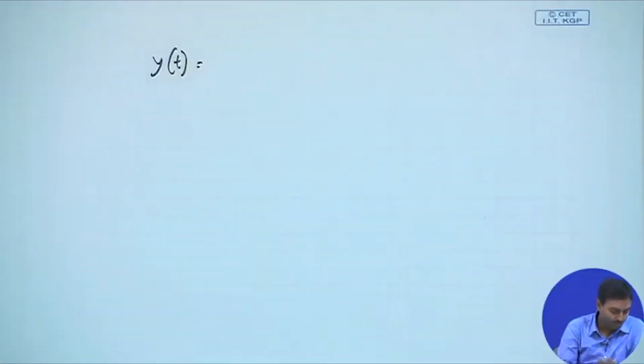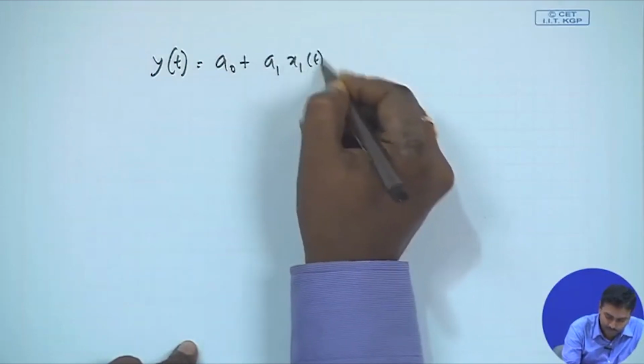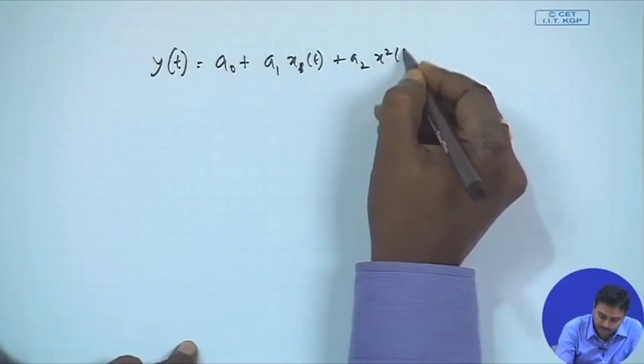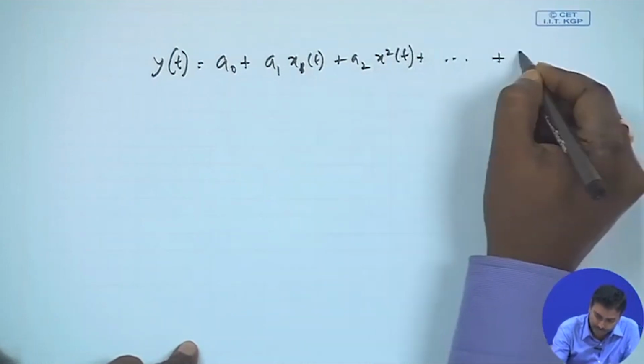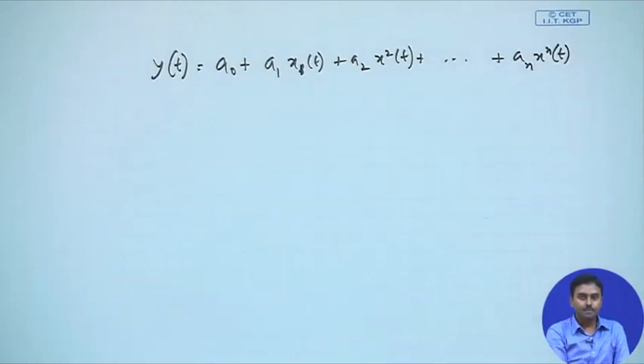So, let us try to appreciate that. Let us say we have an arbitrary nonlinearity. So, y(t) is some a0 plus a1 x(t), sorry, x(t) is the input, a2 x square(t), some nth order nonlinearity in the channel. Now, what will happen? I will be launching an FM signal.